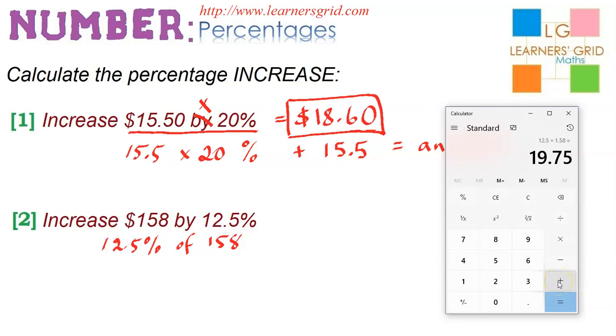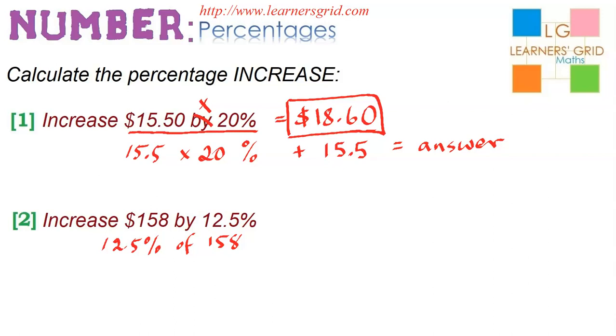So all we need to do now is add $19.75 to the original amount, which was 158: 158 plus 19.75 equals $177.75. And that's it. Simple as that.